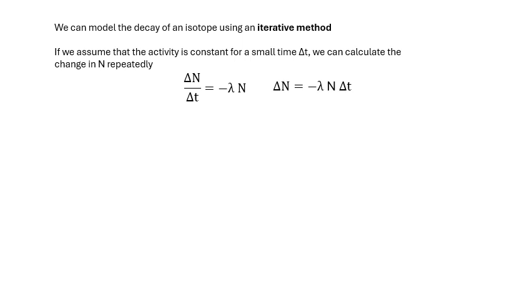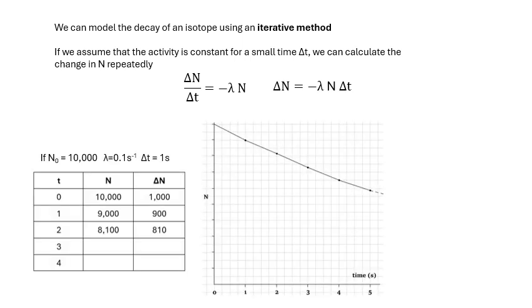Another way of doing it is an iterative method. We did something like this when we did capacitors. So what we do is we assume that in a certain time, delta t, the activity is constant. So we can work out delta n, the change in n, just by saying it's minus lambda n times delta t. Yes? For example, let's say n naught, we start with 10,000.